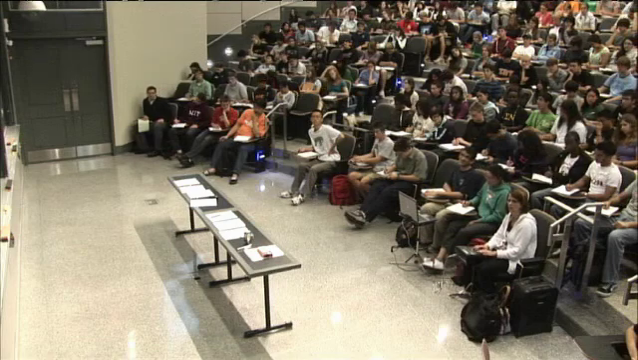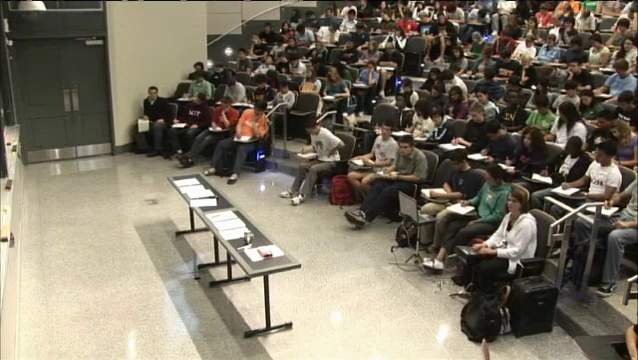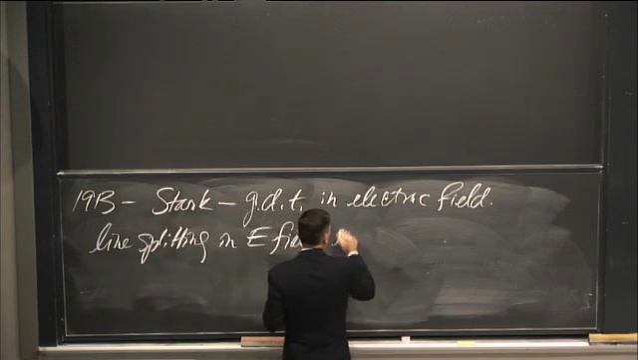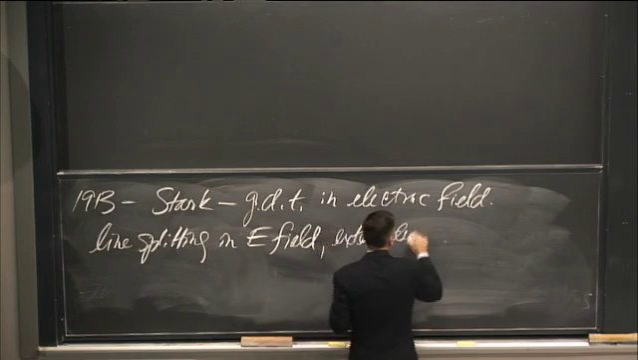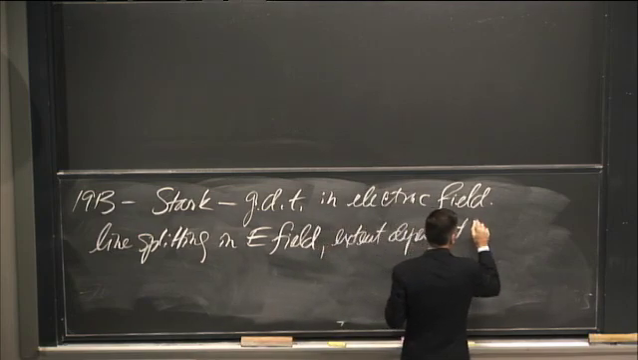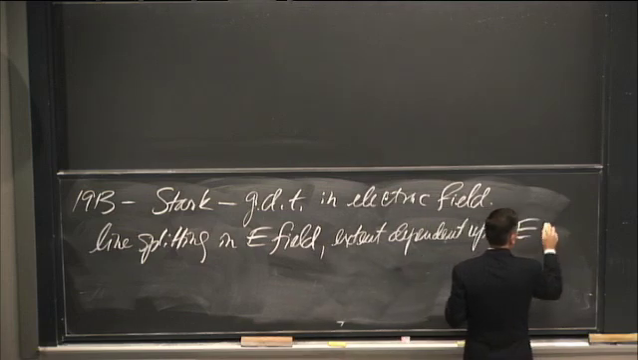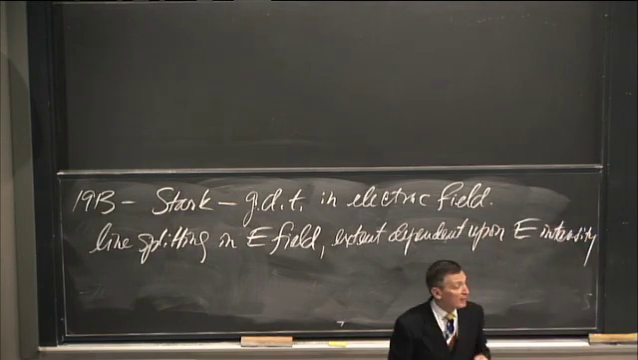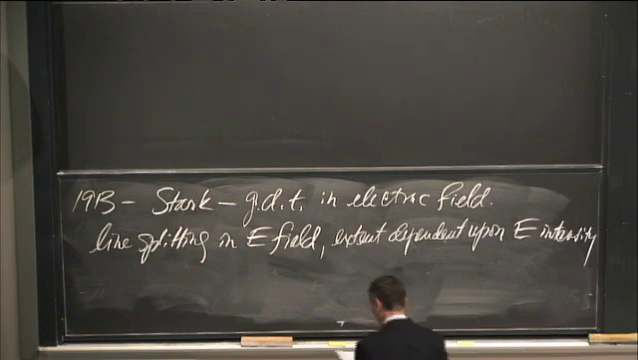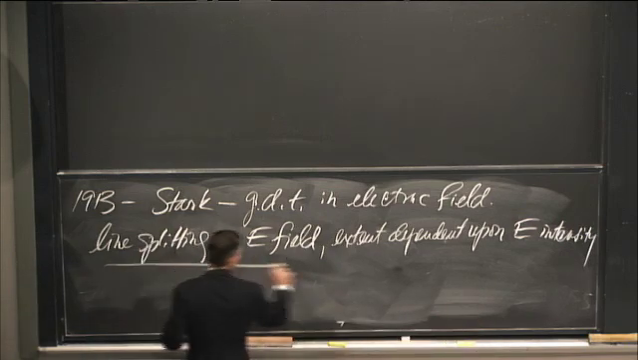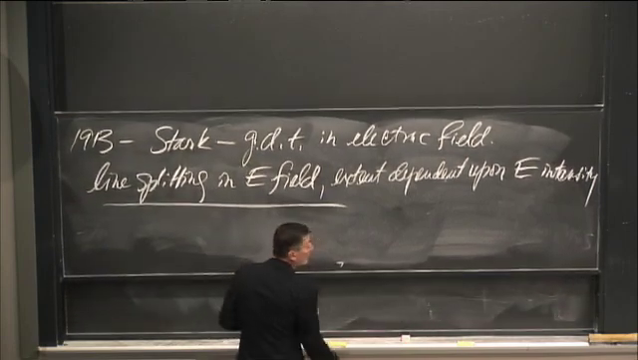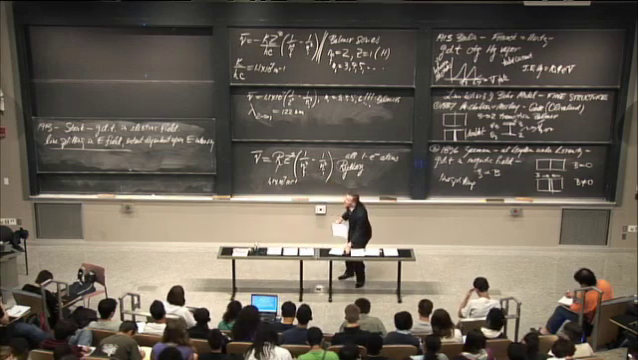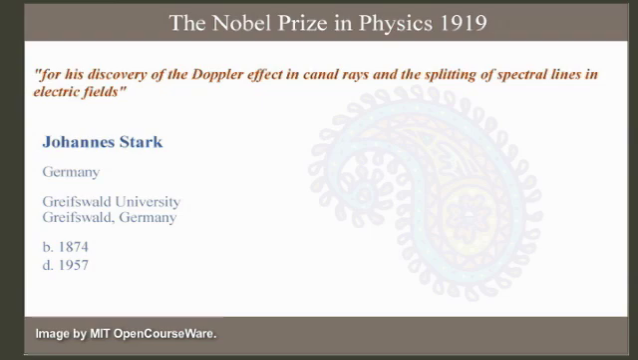He got line splitting in an E field, and furthermore, the extent of splitting depended upon the E intensity. So no field, no splitting, modest field, modest splitting, intense field, intense splitting. Well, again, that's a headache for the Bohr model. So this is all three problems, and it's all under the aegis of fine structure. So we know the Bohr model has its limitations. Okay, Stark, I know he's got his Nobel Prize. There he is. Okay.